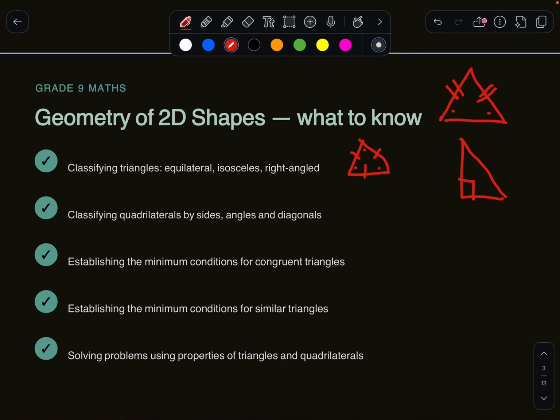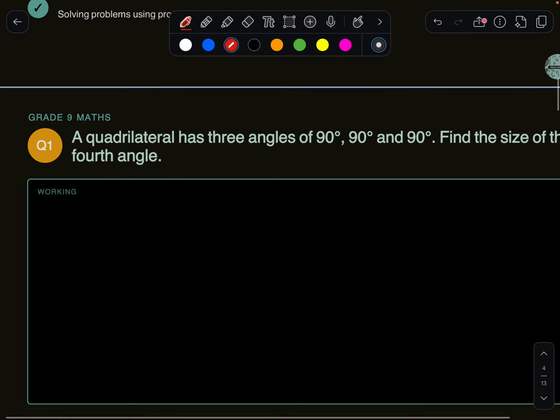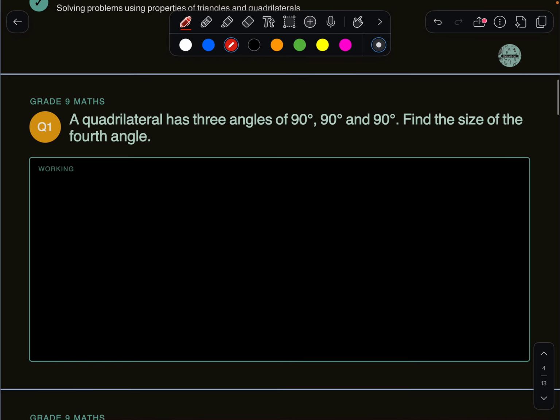As an example of the kind of question you can expect in this section, you might have a quadrilateral that has three angles of 90 degrees, 90 degrees, and 90 degrees. Find the size of the fourth angle. So quadrilaterals, this is a law that you have to know. The interior angles of a quadrilateral add up to 360 degrees.